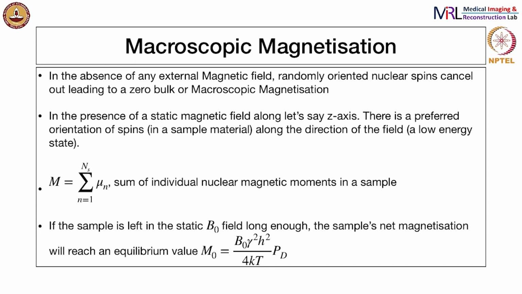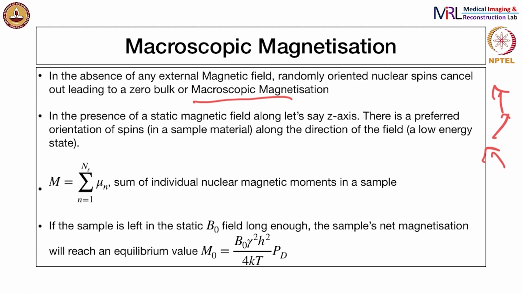In the absence of any external magnetic field, all these spins are randomly oriented. You can think of these spins like compass needles that are oriented in random directions. These randomly oriented spins cancel each other out, leading to no net bulk or macroscopic magnetization. But in the presence of a static magnetic field, let's say along the z-axis, without loss of generality, we can always assume that the direction of that magnetic field is the z-axis.